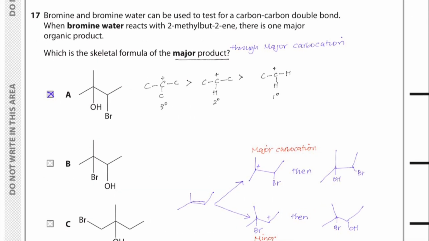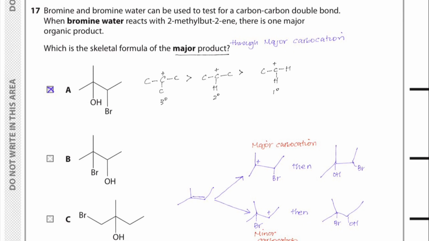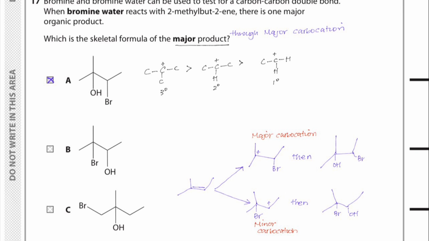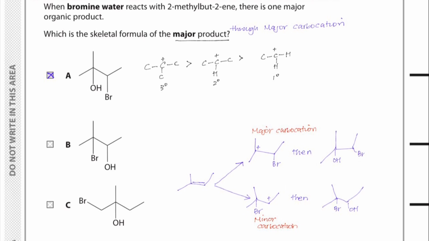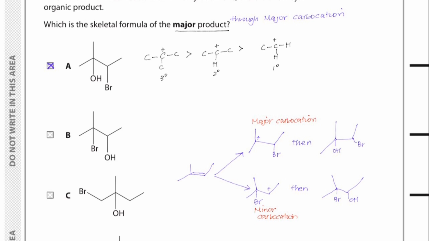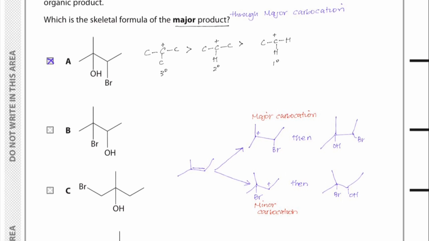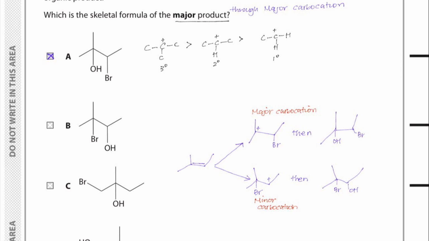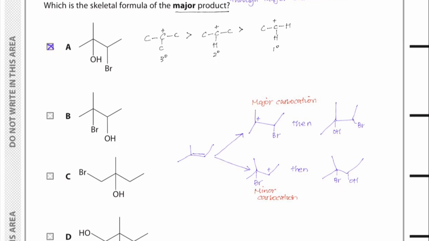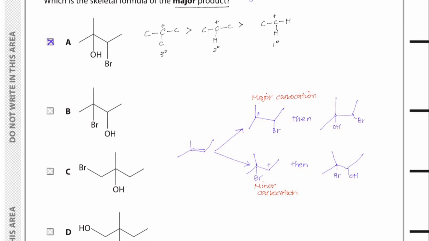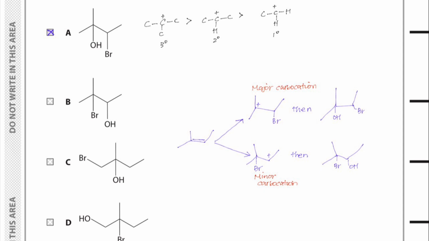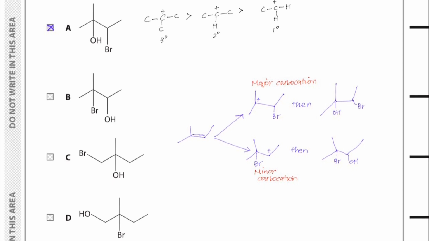Question 17. Bromine and bromine water can be used to test for a carbon-carbon double bond. When bromine water reacts with this alkene, there is one major organic product. Which is the skeletal formula of the major product? First, please remember that the major product is formed through the most stable carbocation pathway. In this reaction, the major carbocation is tertiary, so we form the alcohol where the bromine and OH add across the double bond, as I showed down here. Our answer is therefore option A.